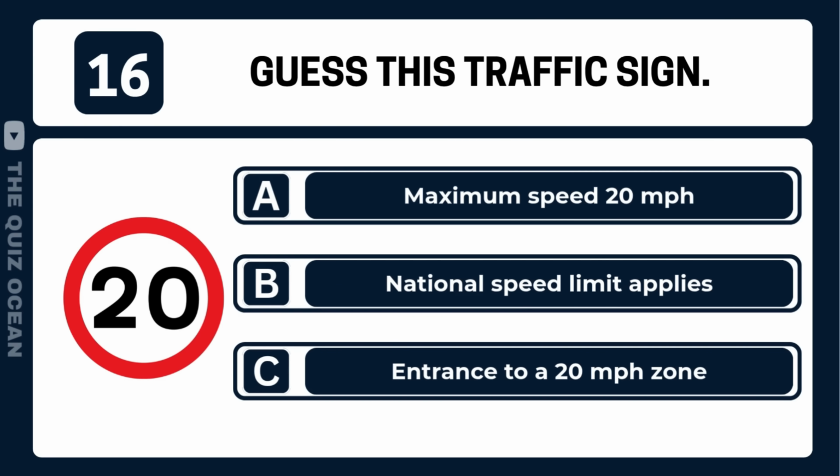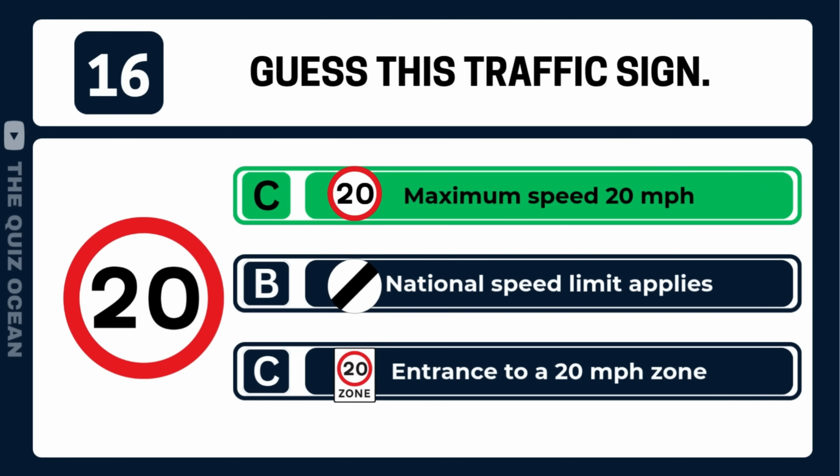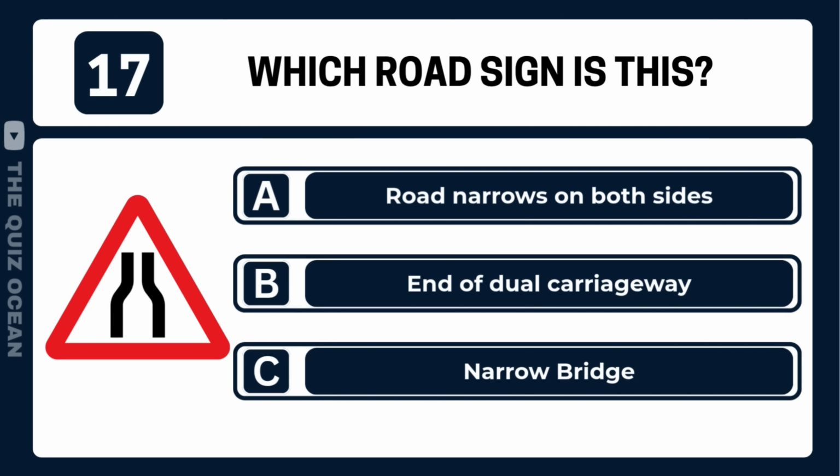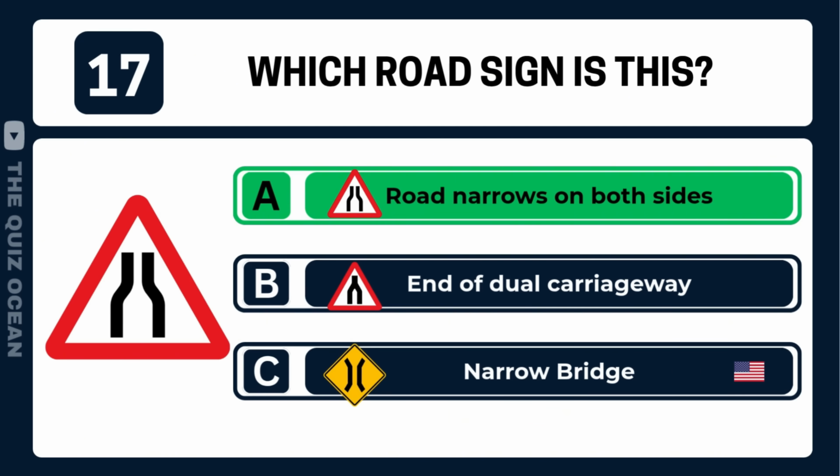Guess this traffic sign. Exactly. That is the maximum speed 20 miles per hour sign. Which road sign is this? Nice. That is the road narrows on both sides sign.